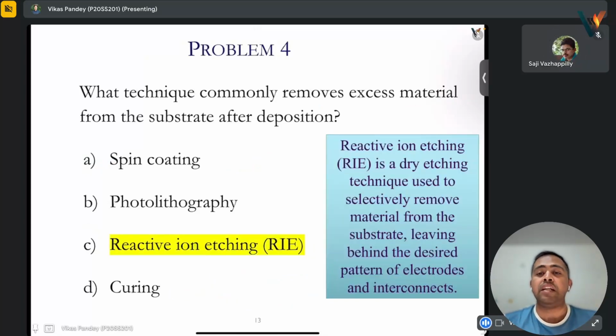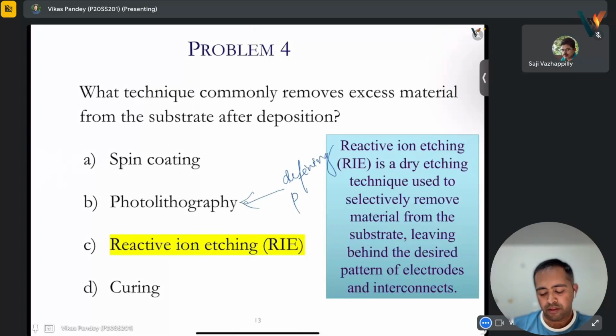So it is a dry etching technique, as I said, used to selectively remove material from the substrate, leaving behind the desired pattern of the electrodes and the interconnect. And how we define the patterns, that we do using photolithography. That is defining patterns. Then we create a mask or a covering over it, so other things will be removed and only this area will be saved.